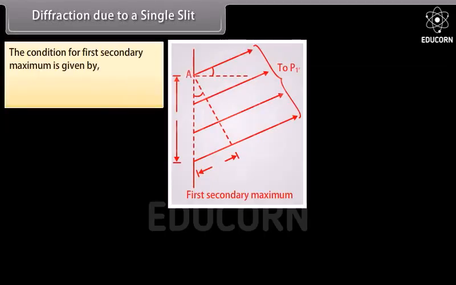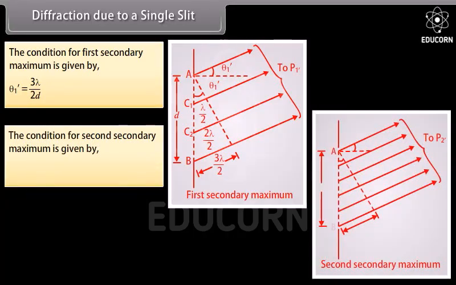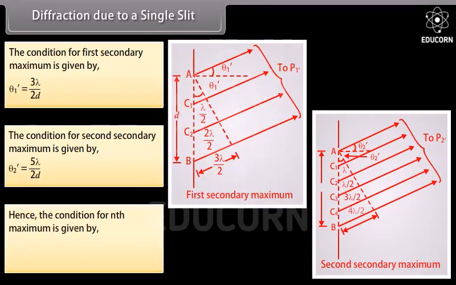The condition for the first secondary maximum is given at angle theta equal to 3 lambda upon 2d. The condition for the second secondary maximum is given at an angle equal to 5 lambda upon 2d. Hence, the condition for the nth maximum is given at an angle equal to (2n plus 1) lambda upon 2d.